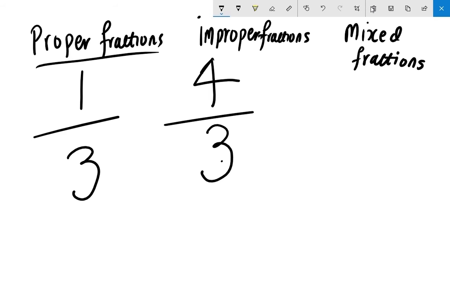Now, let's go to mixed fraction, the third type of fractions. Mixed fraction contains a whole number, a numerator, and a denominator. Proper fractions have a numerator that is less than a denominator. Improper fractions have a numerator that is greater than the denominator, while mixed fractions have a whole number, a numerator, and a denominator. Good. So let's take some examples of fractions in real life.